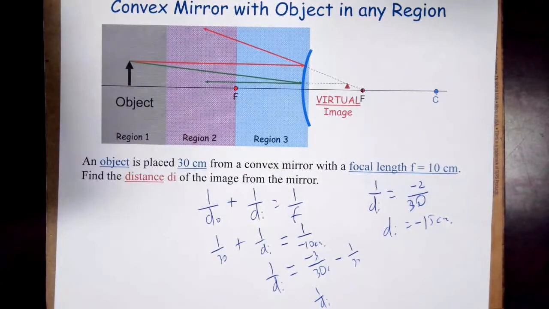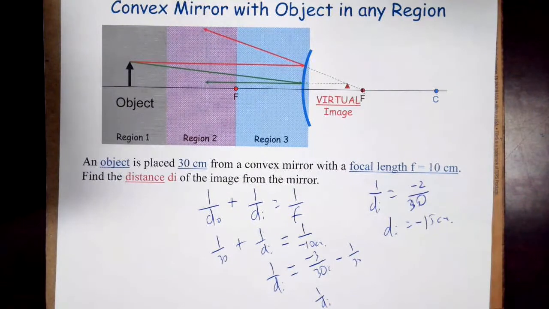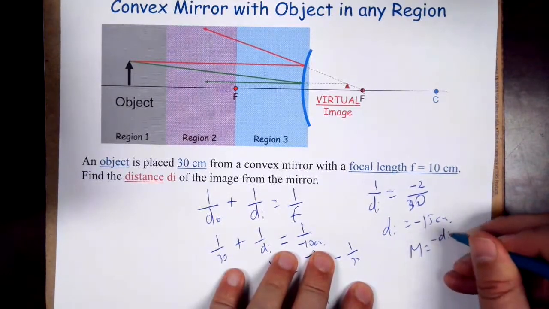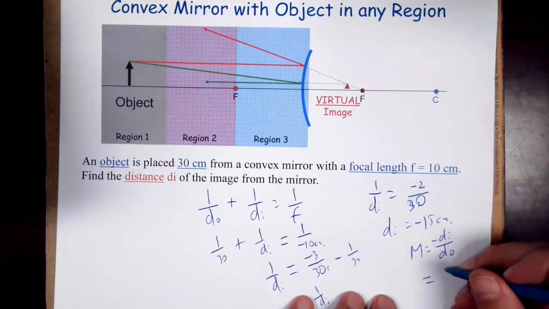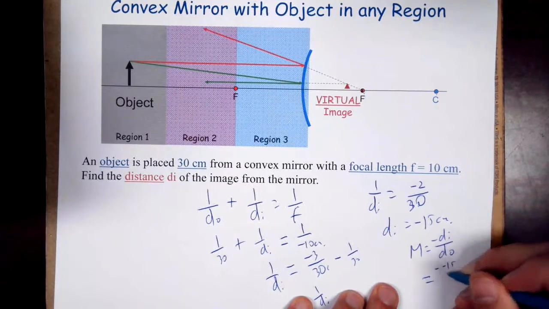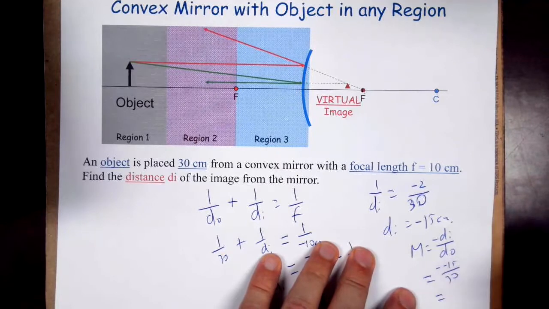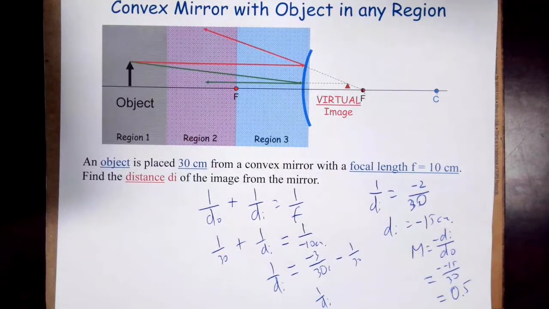That means that our image here is virtual. It's on the other side of the mirror because it's negative. And that also means that it's upright. If we do our magnification, it's negative di over dO. The distance to our image is negative 15 divided by 30, so our magnification here is 0.5. So the image is going to be virtual, and it's going to look smaller than the object itself.